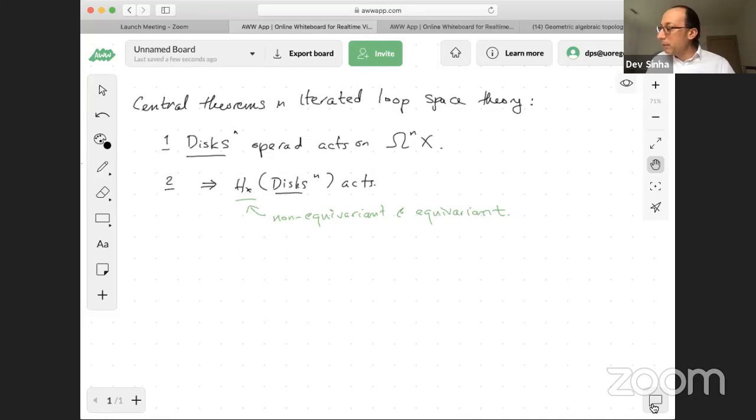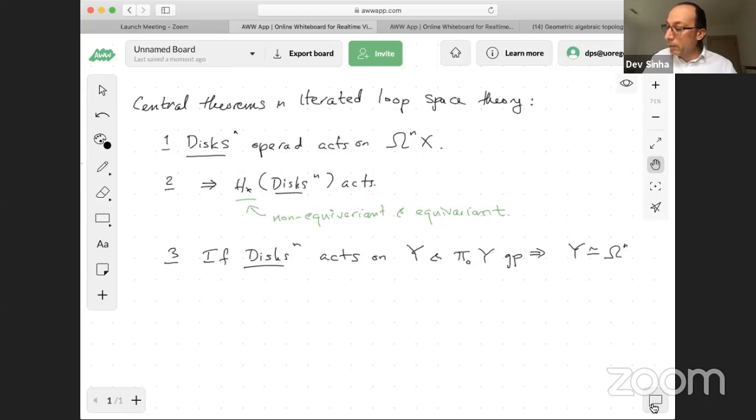Then we have the recognition theorem. If this operad acts on Y, and acting on Y means that pi naught is a monoid, but this is a group, then Y is homotopy equivalent to loops on X for some X.